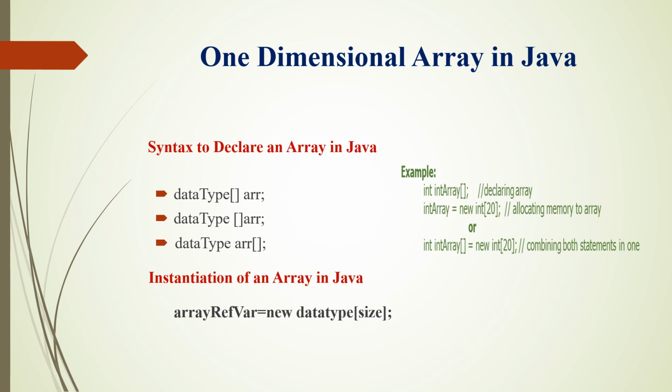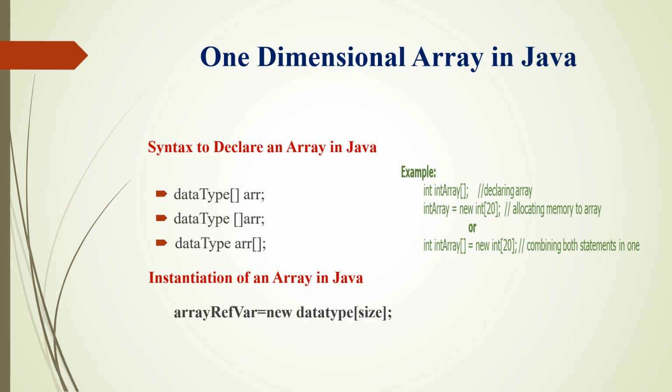So here, how to initialize an array: after we declare with the syntax data type of array name, we can give a new data type of size. So array name is equal to new. New is the keyword to allocate memory for the array, and after new, space, data type. If it is integer, it means int of size. If I want 5 values in the array, we have to give 5.